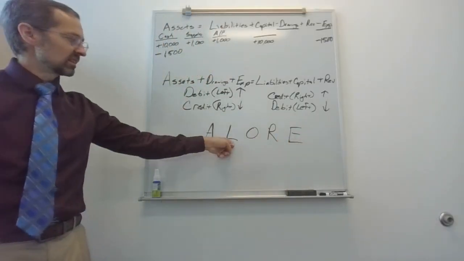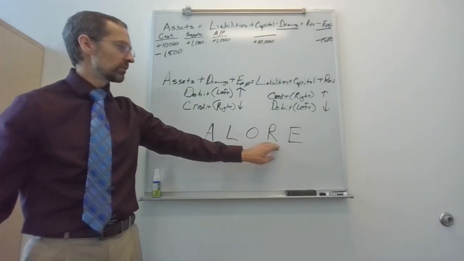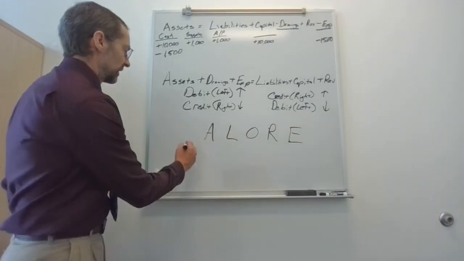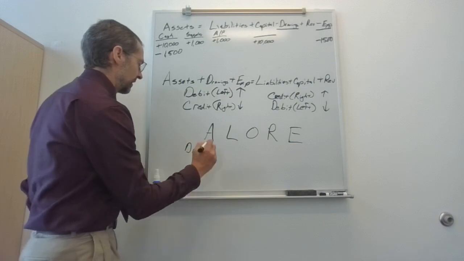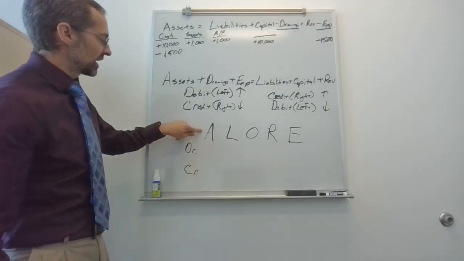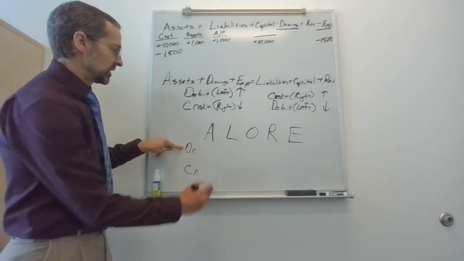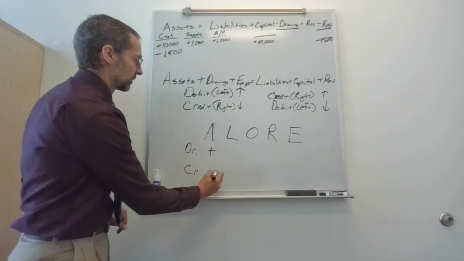That's assets, liabilities, owner's equity, which is capital and drawings, revenue, and expenses. Down here, I'm going to put debits and credits. So we know that debits, assets, if I debit an asset, it makes the asset go up. And credits will make it go down.